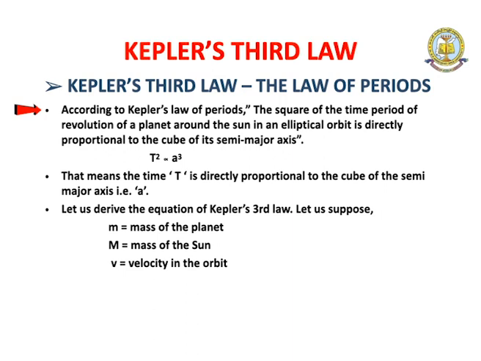Kepler's third law is that the square of the time period is proportional to the cube of the semi major axis. That is Kepler's third law, the law of periods, that is T square is proportional to a cube.